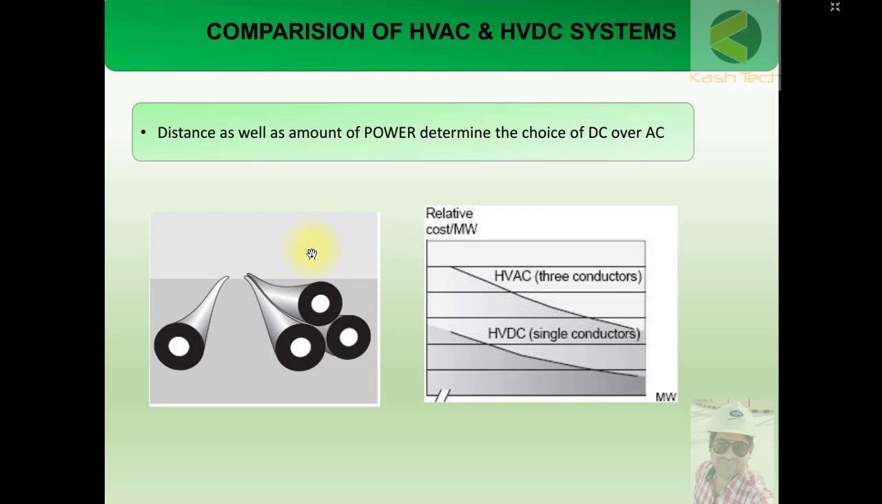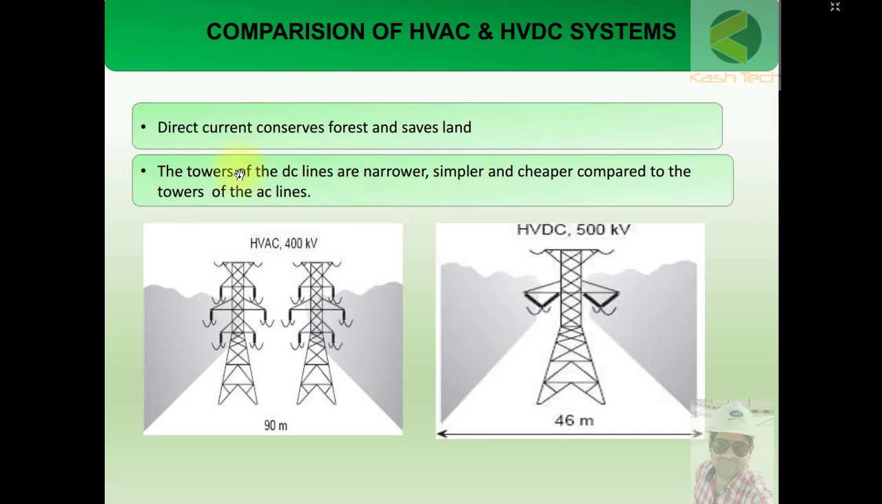Distance as well as amount of power determine the choice of AC or DC. So there are two factors that decide which you have to follow, because there is always a calculation. Here you are taking feasibility, which system is feasible, because the conductor size and the losses are less in DC, whereas the cost of the transmission substation is high. So there is always a comparison. So based on this comparison, it is decided which system is economical here.